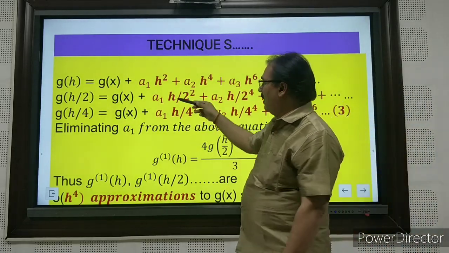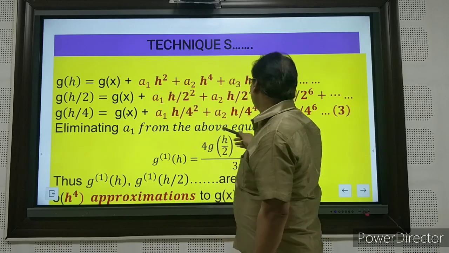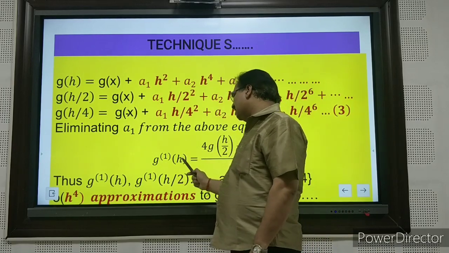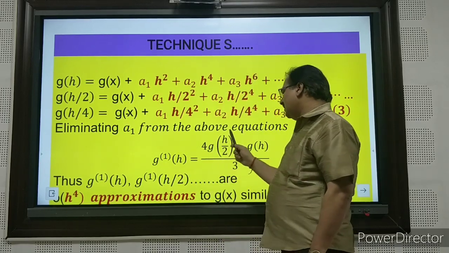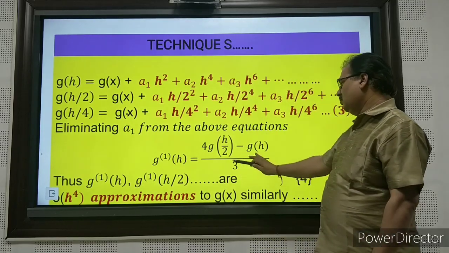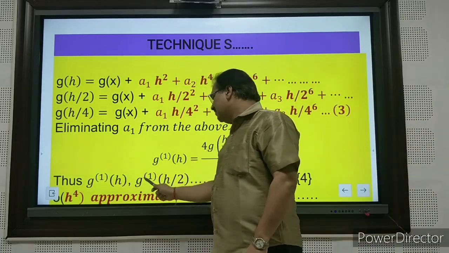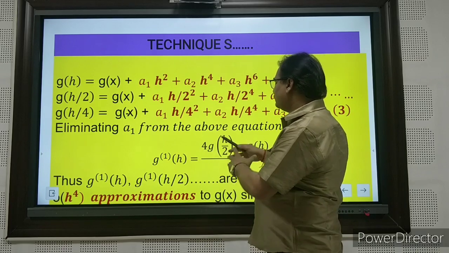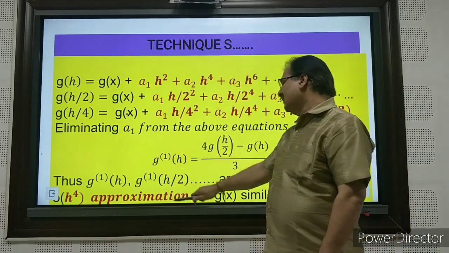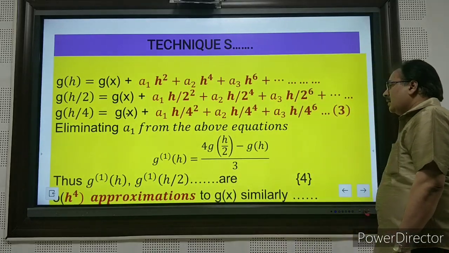Now eliminating a1 from the above equations, you will get a very good equation, that is g1h is equal to 4 times gh by 2 minus gh, divided by 3. On elimination, you will get this result. Therefore, we will say that g1h, g1 h by 2, or g1 h by 4 are all order h power 4 approximations to gx.